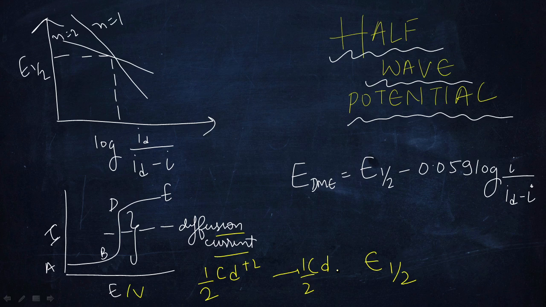Now this E1/2 is very particular to certain redox systems, very particular. So we must think that it must be used in some qualitative analysis.